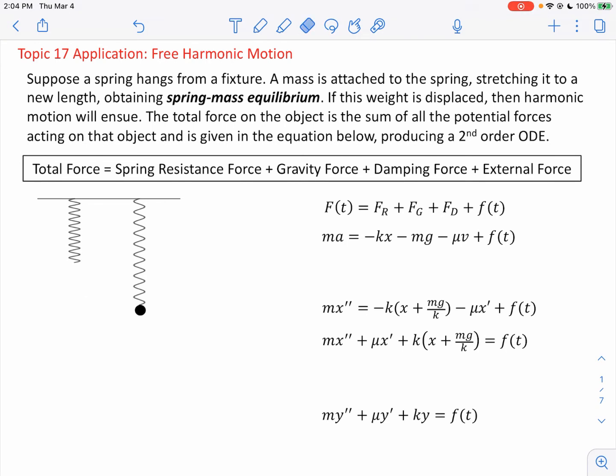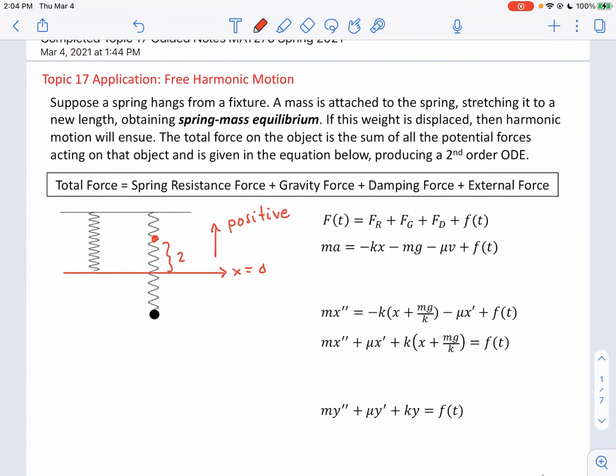So we definitely need a frame of reference here to say what a positive direction is. And let's say that x equals 0 will be this length right here. And we'll say up is positive. So if I were to put the mass up here, and that was, say, 2 meters away from x equals 0, then that would be at position x equals 2. But if I put the mass down here, 2 meters below, then we would say that we're at x equals negative 2.